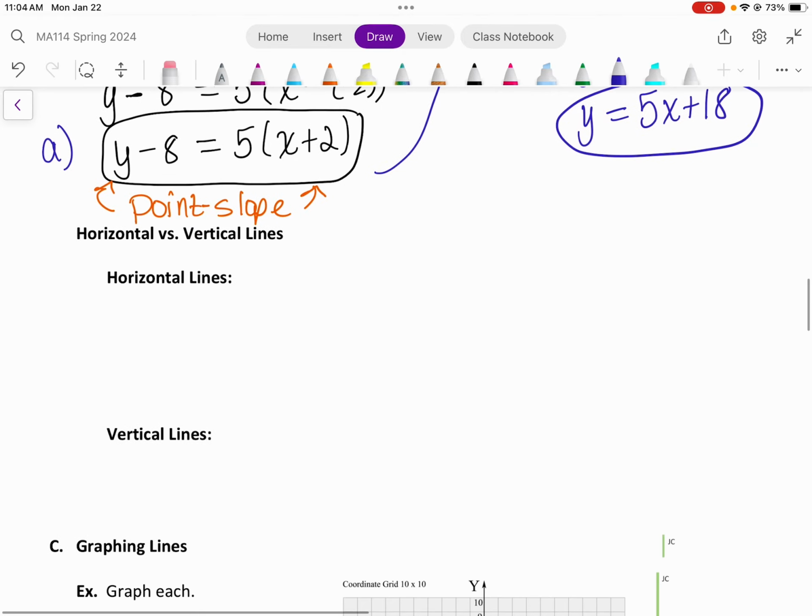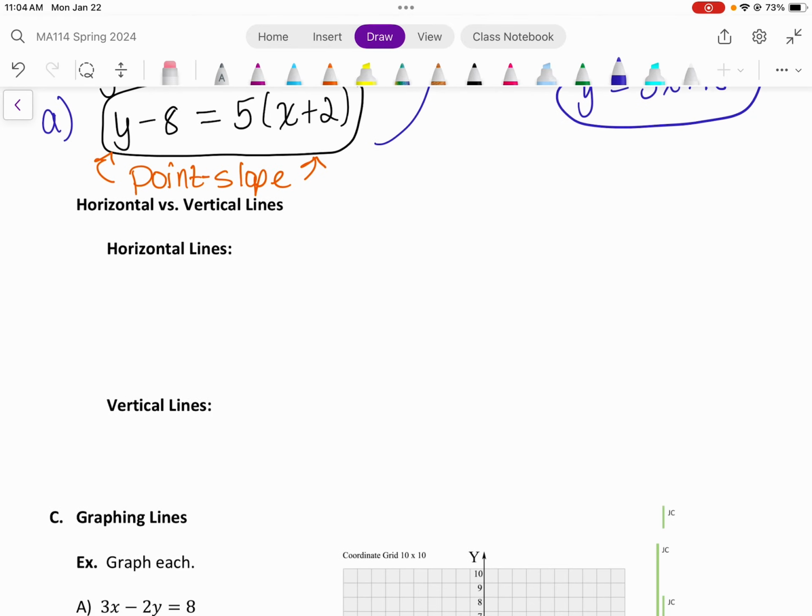Okay, we've already talked a little bit about horizontal versus vertical lines. Just remember that the horizontal lines have a slope of 0. A vertical line will have a slope of undefined.